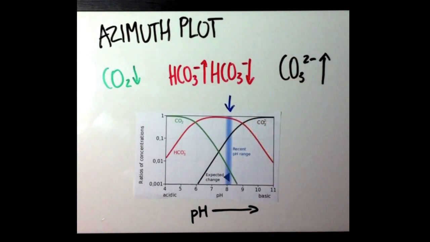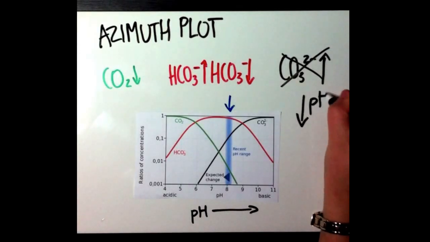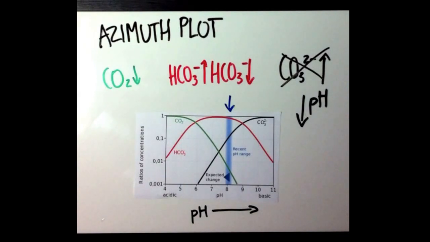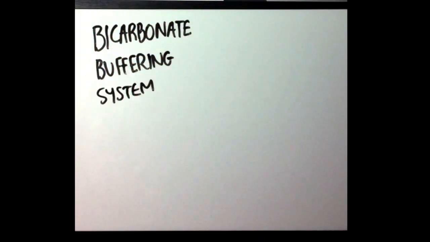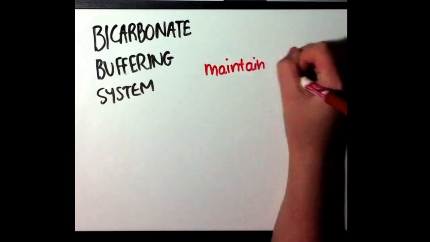The blue line shows where our oceans are currently sitting on this scale, and is labelled as the expected change is a lowered pH. This is because there is decreasing dissociation into the final stage, this being the dissociation into carbonate ions. Dissociation is determined by a bicarbonate buffering system.